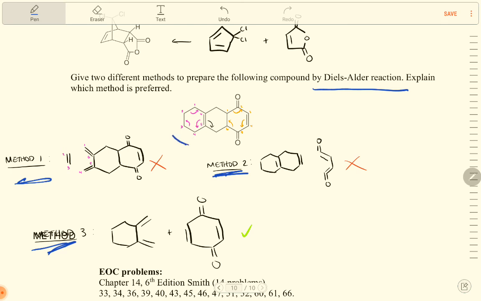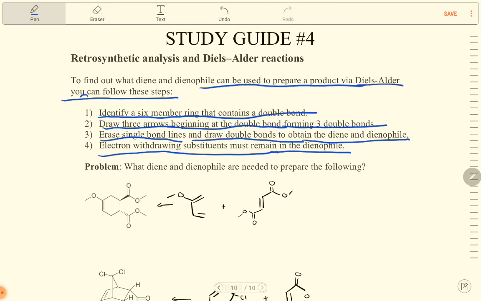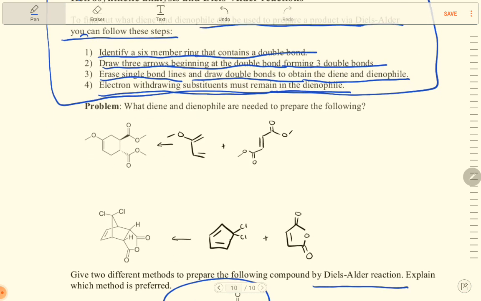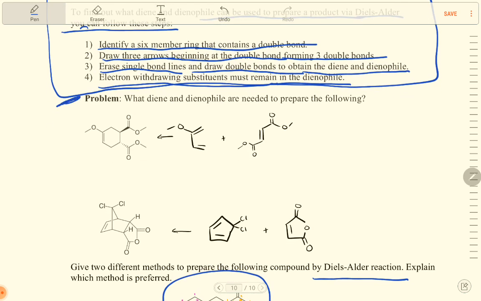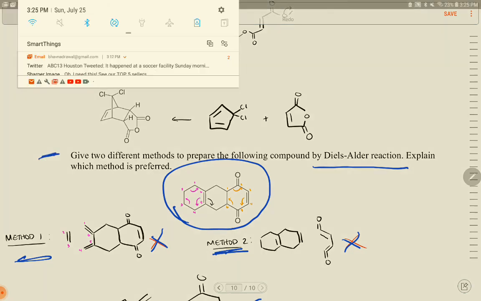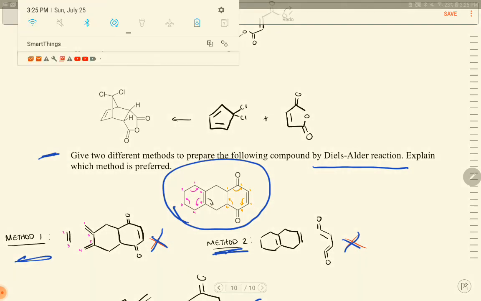You try to put all 3 methods and flow of electrons. You can see I drew the flow of electrons here and you can see the product forms. Yes. Why? We follow these steps. So I would highly suggest understanding this step, practice, and then pause the video and try these problems on your own. The answer is given here. Alright, so we finished study guide 4 and let's see.